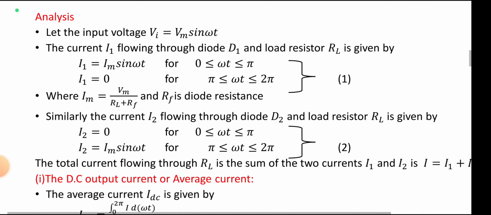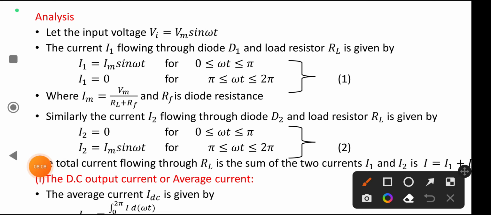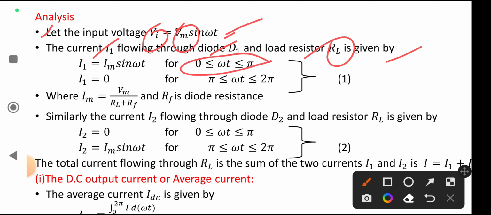Next, analysis, mean calculation. Let the input voltage Vi equal Vm sin omega t, where Vm is the maximum voltage, Vi is the input voltage. The current I1 flowing through the diode D1 and the load resistance RL is given by this. During the positive half cycle only, diode D1 conducts and diode D2 does not conduct. So for diode D1, the current is I1, as I explained above.